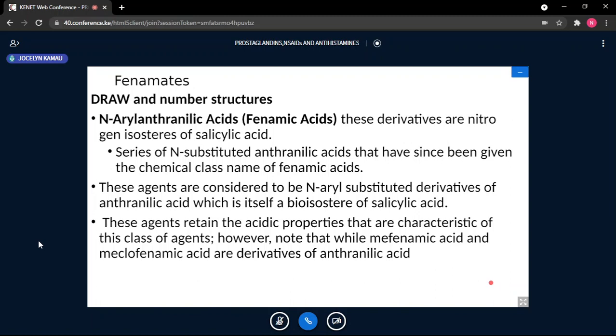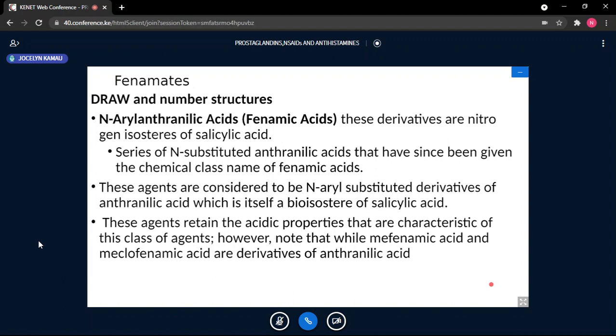We are always short of time. We move on to the next class, which is the fenamates or the anthranilic acid derivatives. And again, I would want us to look at mefenamic acid, an anthranilic acid derivative. And I'm sorry, these things are not really arranged in very good order. Mefenamic acid.